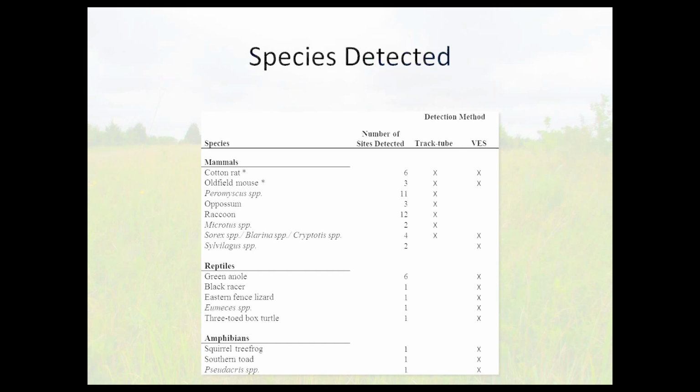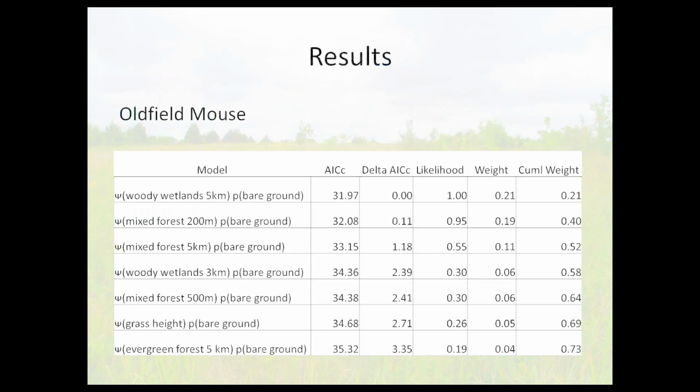We found cotton rats, old field mice, we found a lot of raccoons, we found green anoles, very few snakes, and very few amphibians on our surveys. Despite having very sparse data, we forged ahead and did some occupancy analyses to look at potential for landscape scale metrics that would help predict occupancy.